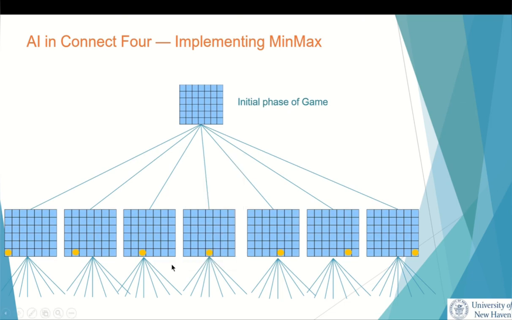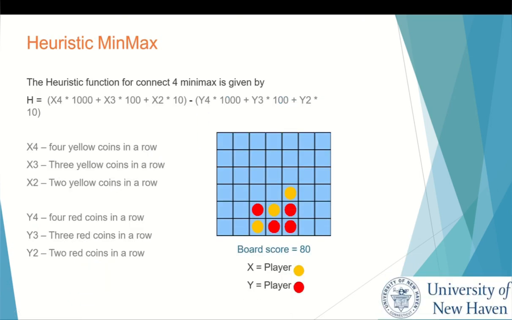So this is the initial phase of the game. When player 1 wants to play the game, he has 7 possible ways to play. Either he can place his coin in the first column or second column and so on, up to 7 columns. For every game, each player has 7 different states to play the game. Here we use the heuristic min-max function.